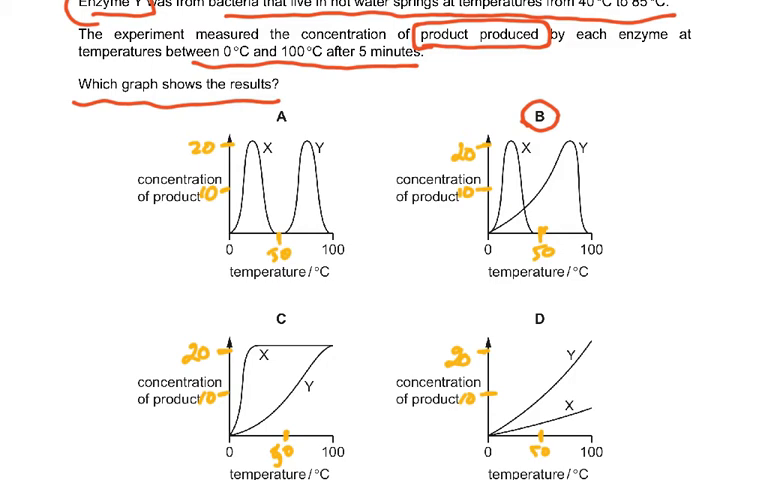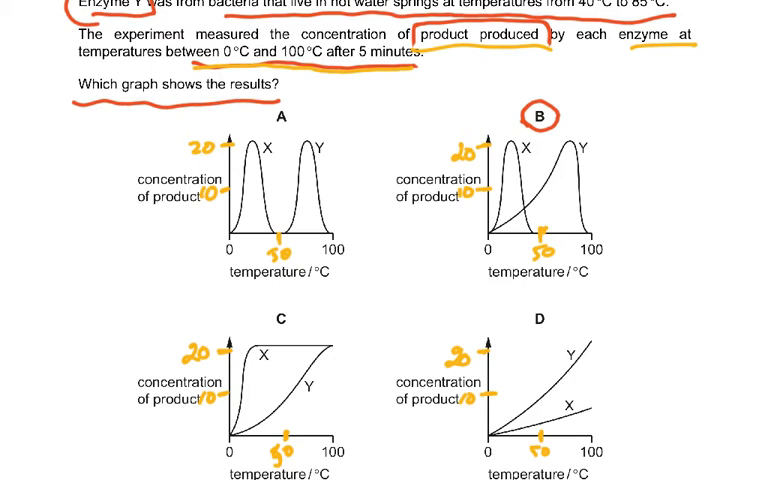The experiment measured the concentration of product produced by each enzyme at temperatures between 0 and 100 after 5 minutes. So we kept them at 0, then we waited 5 minutes and we measured the concentration of the product, and then we did it at 5 and then 10, so the temperature was slowly increased and we kept on measuring the concentration of the product. As it reaches the optimum, the concentration of product should increase.